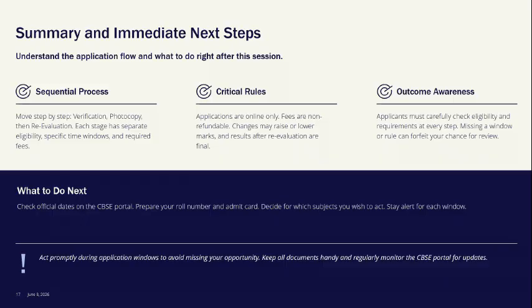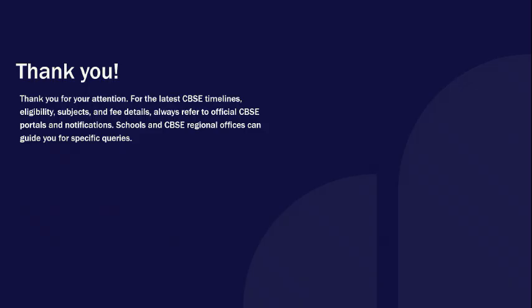Let's quickly recap. The CBSE post-result review process follows 3 stages. First, verification of marks. Second, obtaining a photocopy of the evaluated answer book. Third, re-evaluation of specific answers. Each stage has separate deadlines, eligibility requirements, and fees. Remember, apply within the official window. Keep all receipts and references. Review your answer script carefully.